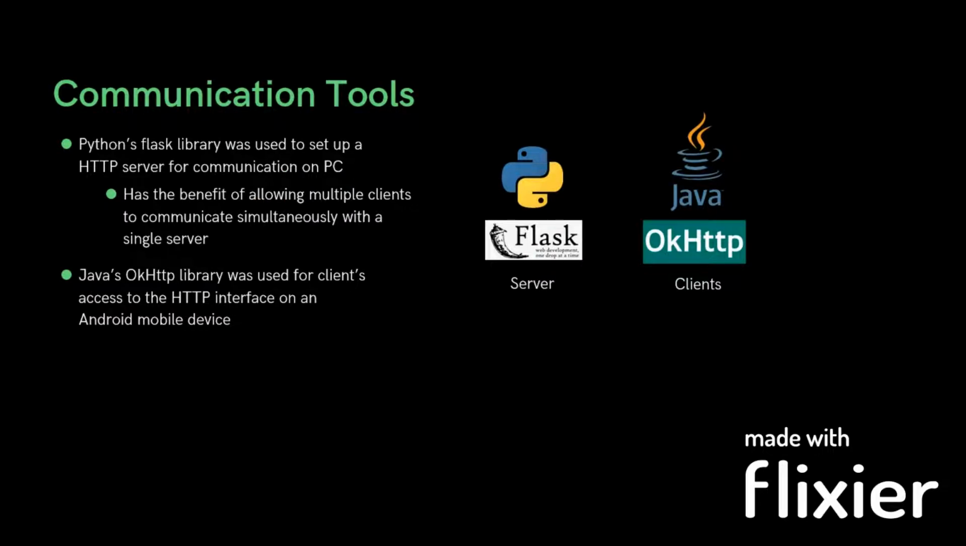For communication between the backend and the front end, we have Python's Flask library being used on the backend to set up a HTTP server for communication. This has the benefit of allowing multiple clients to communicate simultaneously with the single server running on the PC. As for the front end, Java's OkHttp library was used for the client's access to the HTTP interface on the Android mobile device. Let's now move on to see two demos for the application.